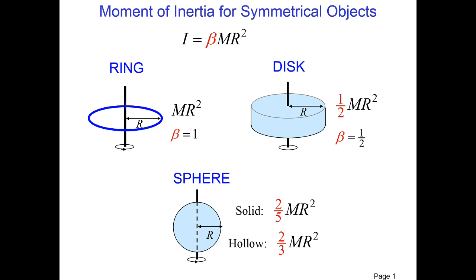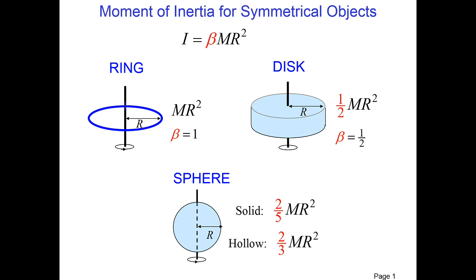Our next shape here is a sphere. We're going to consider two cases for a sphere, one where the sphere is solid and one where the sphere is hollow. The solid sphere has a moment of inertia of 2/5 mr squared, and the hollow sphere has a moment of inertia of 2/3 mr squared. So the beta for the solid sphere is 2/5, and the beta for the hollow sphere is 2/3. It should make sense that the hollow sphere has a larger beta than the filled sphere. In the hollow sphere, the mass is further away from the rotational axis than in the solid sphere.